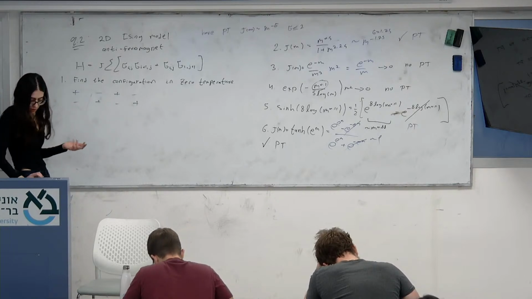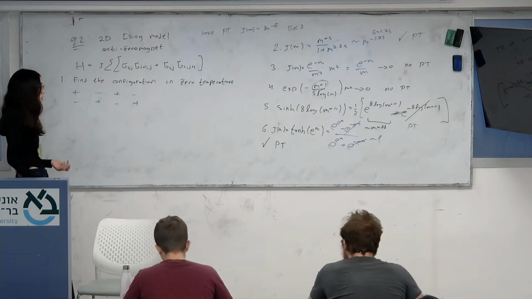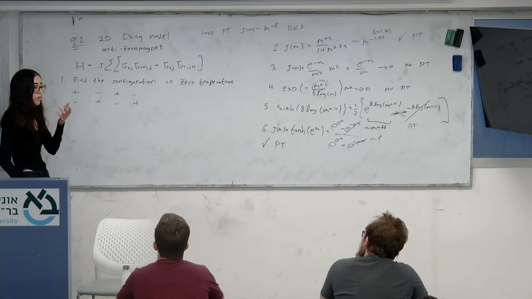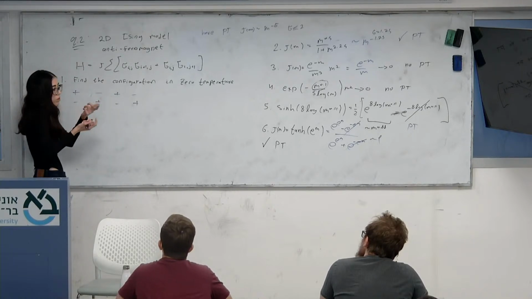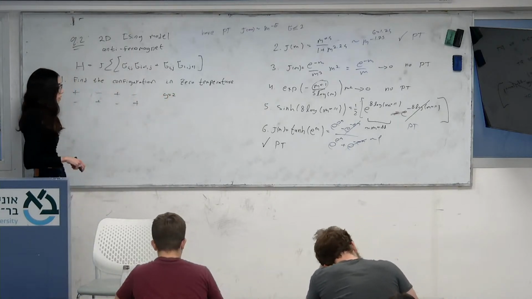They didn't ask here about the degeneracy for some reason, but if they ask about the degeneracy, clearly the degeneracy here is similar to the ferromagnet one. We can flip all of the spins, so we have the degeneracy of 2, right? The two states that are completely equivalent.